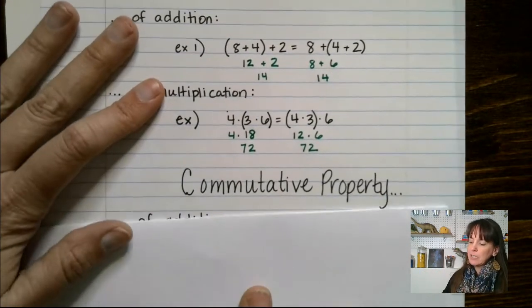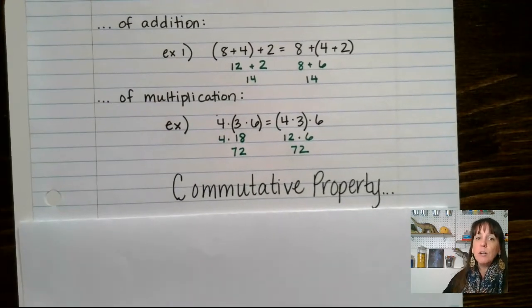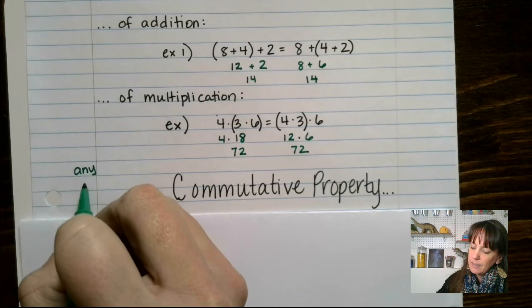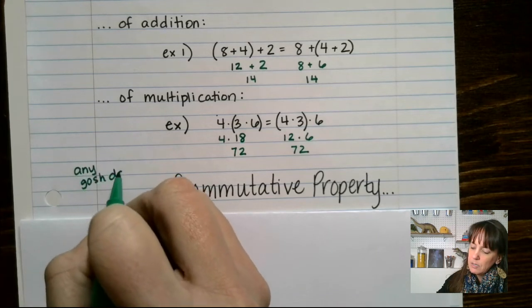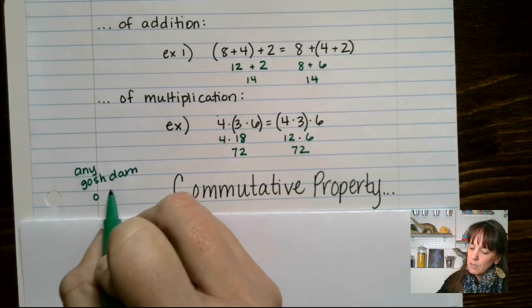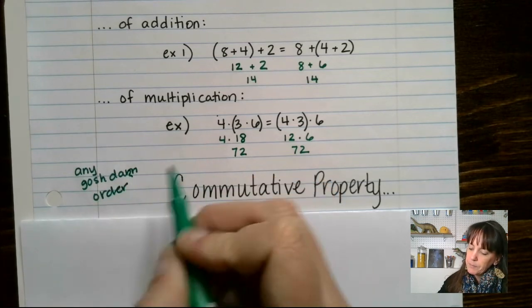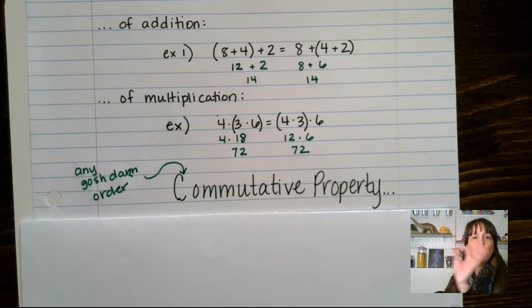Now, my favorite one is the commutative property. The only way I can remember this is the any gosh darn order property. This is any gosh darn order. You can commute to work any which way that you want, or commute to school any which way that you want. However, you're going to end up in the same place.